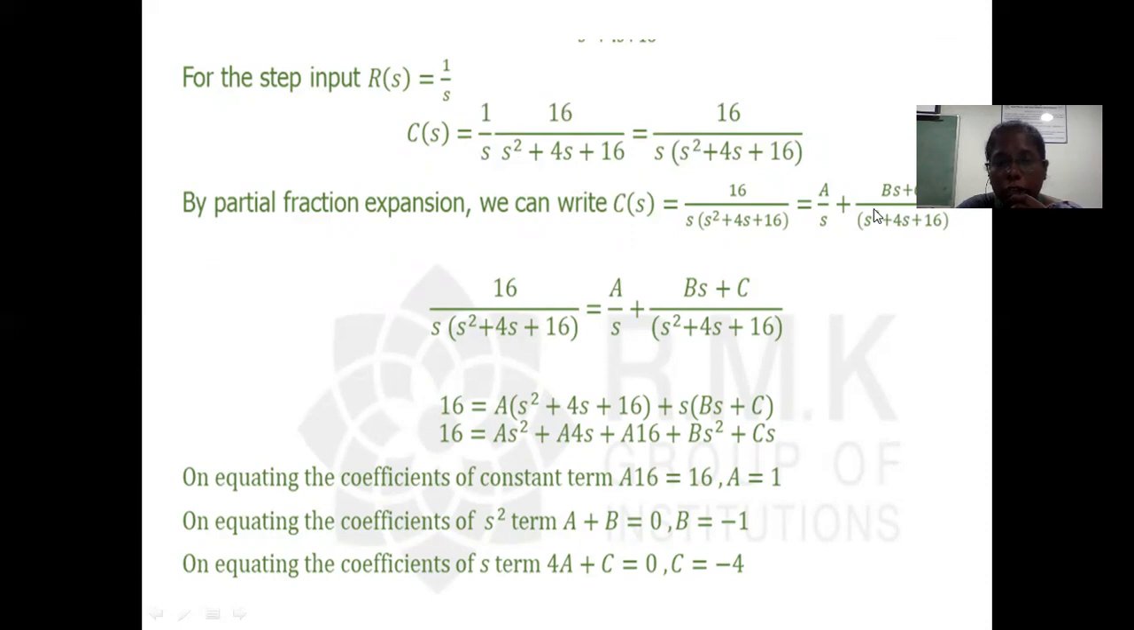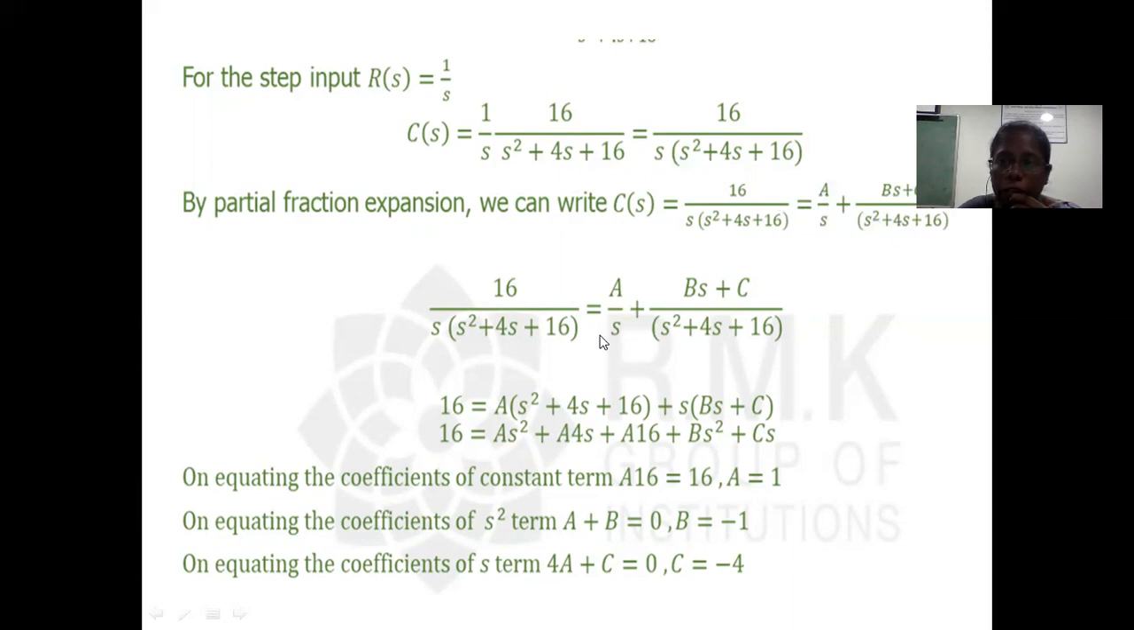Now what we have to do is solve this term by using partial fractions. We already know how to solve using partial fractions. Here we have two factors: s, and the other factor is this quadratic factor. So how do we solve it using partial fractions? We can split this as a by s plus bs plus c divided by this quadratic term. Since we have two terms in the denominator, the s term and the quadratic term, we write a by s plus bs plus c over the quadratic.